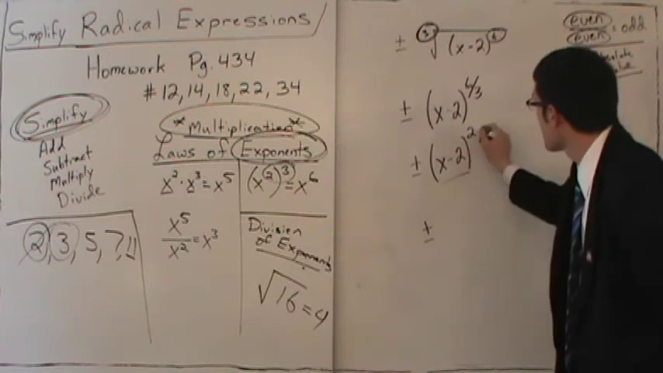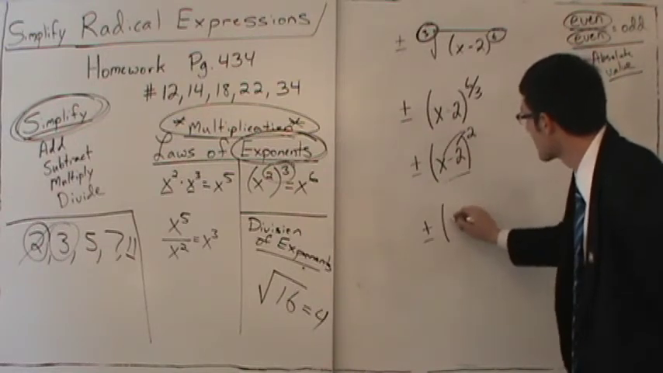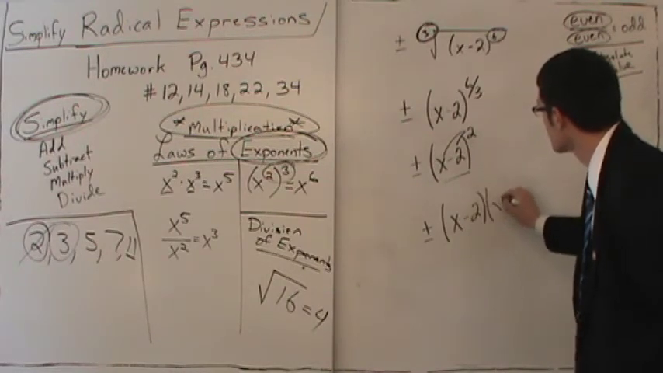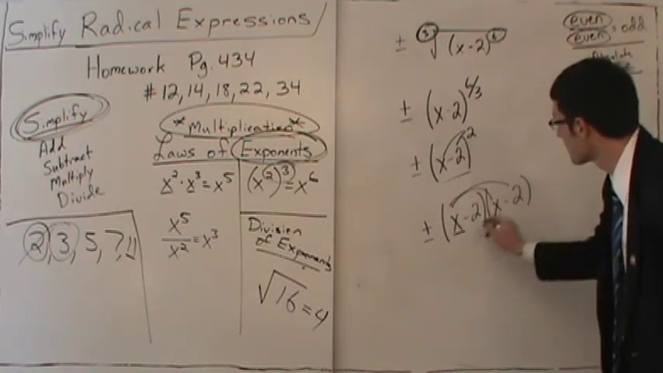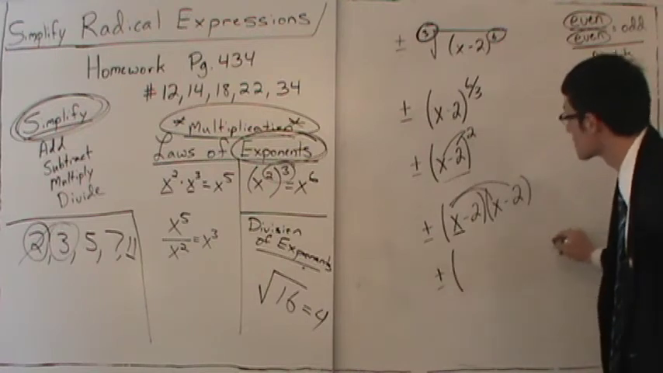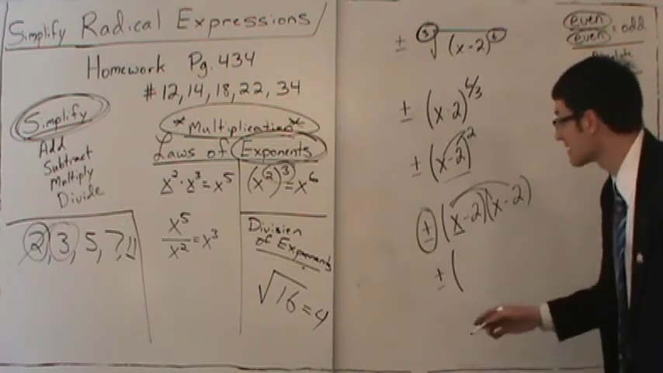Plus or minus, and exponents do not distribute over addition, so we write this twice. X minus 2 times what? X minus 2. And now FOIL. Take the first term, multiply by both, so we get plus or minus. Use parentheses here because this plus or minus is sitting out front.